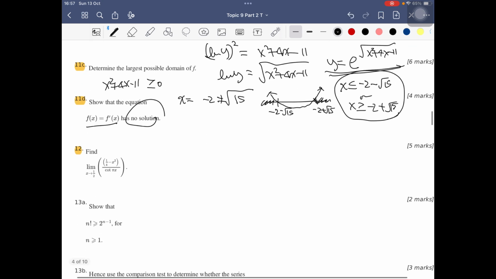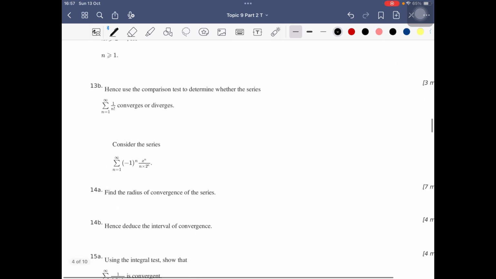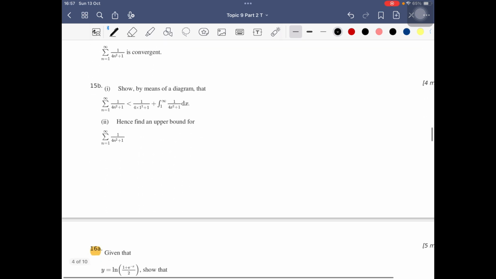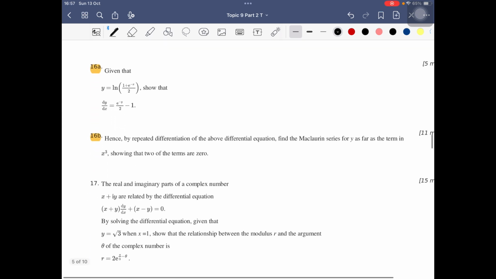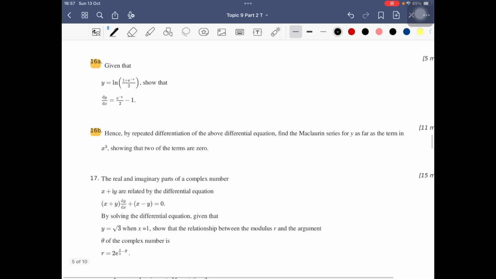Number 12, you can apply the L'Hopital rule as it is 0 over 0, and those are not on our curriculum. And 16a, given y is like this, we need to show that.